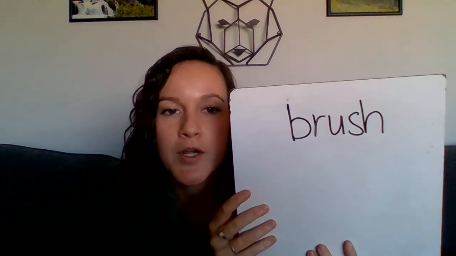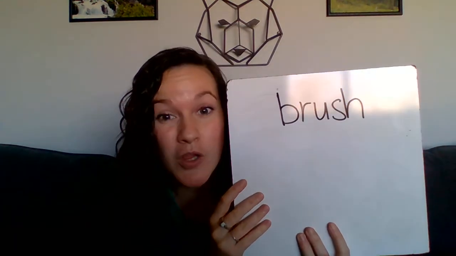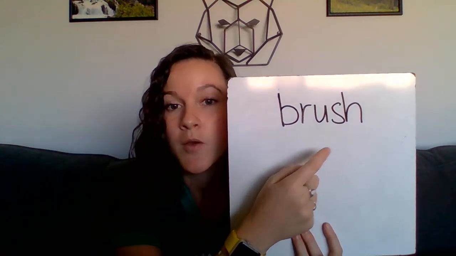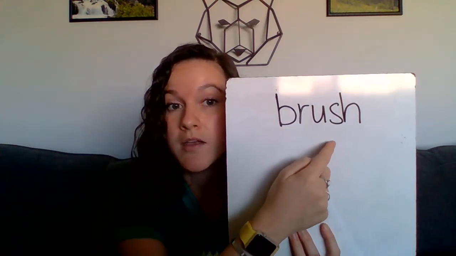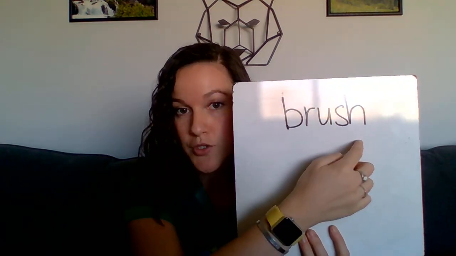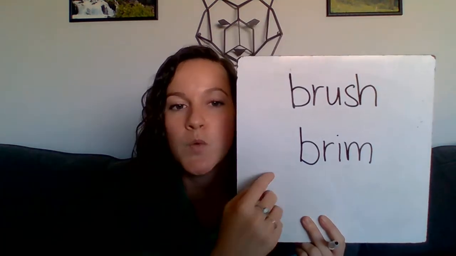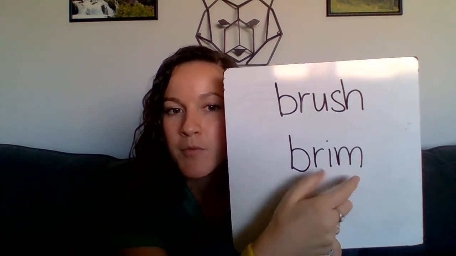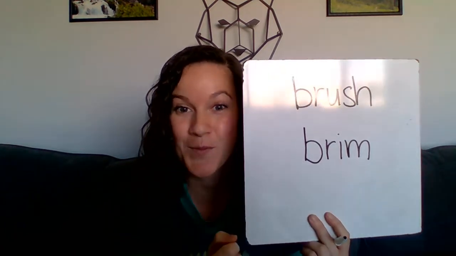Ooh, this one has a digraph at the end too. Is the word brush. Now, if I used all of my sounds, it's going to sound like this. So you need to look at the word. I see a blend here. Brush. Okay. Another word that you might see with our BR blend is the word brim. Brim. Remember to use your chunks and your blends, okay?